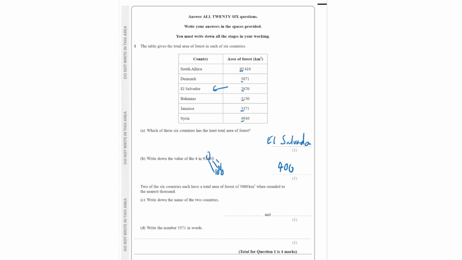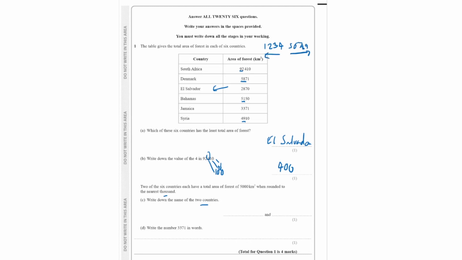Two of the 6 countries each have a total area of 5,000 kilometers squared when rounded to the nearest thousand. Write down the name of the 2 countries. So first off, I can see here which values are close to 5,000. So here we have 5,871, we have 51,050, and 49,010. When rounding up or down, we simply follow 1, 2, 3, 4, 5, 6, 7, 8, 9. 5 to 9 we round up, 1 to 4 we round down.